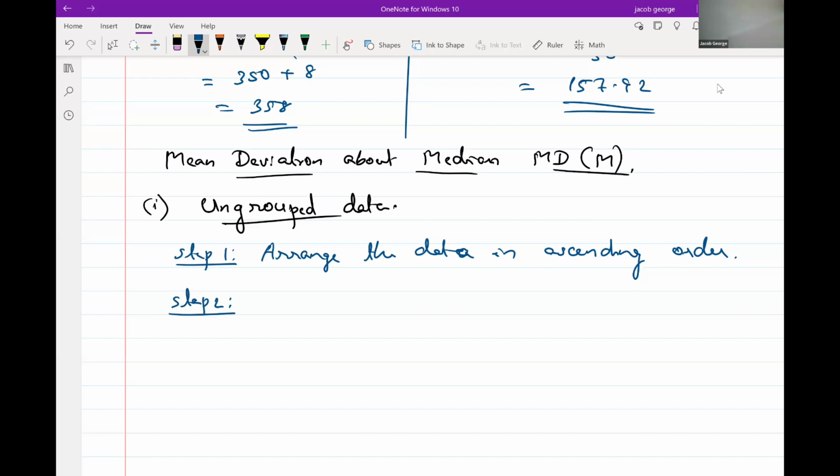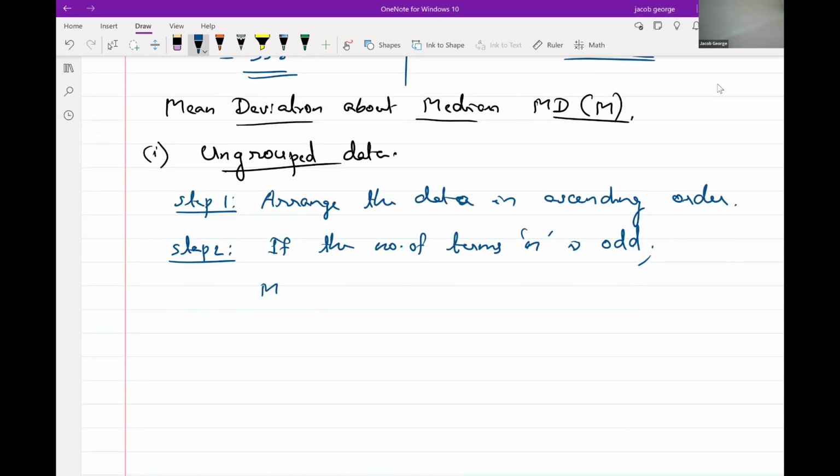Step number 2: if the number of terms n is odd, then the median is equal to the (n plus 1) by 2th term.